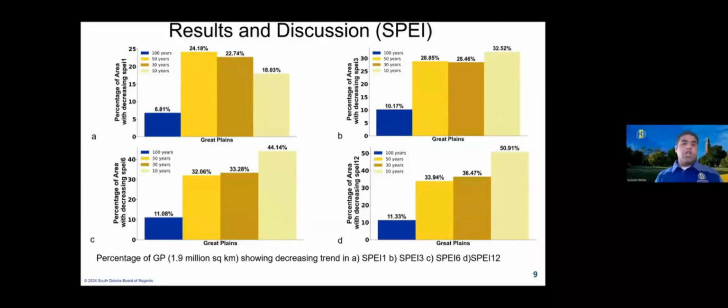So this slide basically presents the results of the first climate index that I talked about, the standardized precipitation evapotranspiration index, which measures both the drought and wetness trend across the Great Plains over the periods of 100 years, 50 years, 30 years, and 10 years.